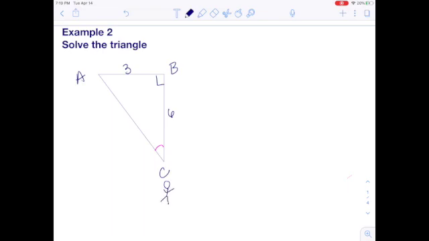Here's me. I'm going to label my triangle. I've got my opposite side. I've got my adjacent side. And frankly, I could solve for my hypotenuse right now, but I'm not going to need it for now. I'm going to set up tangent of C degrees is equal to your opposite side divided by your adjacent side.